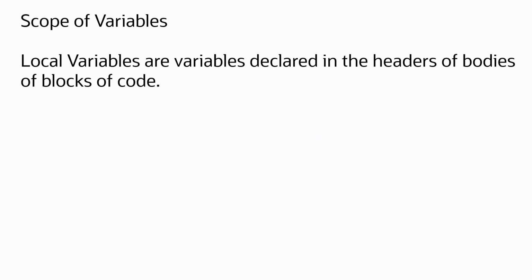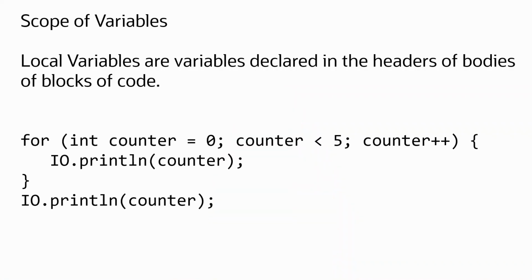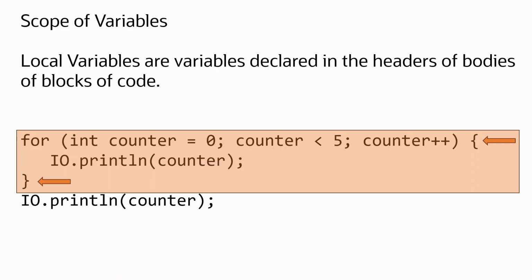Local variables are variables declared in the headers or bodies of blocks of code. So for example, we have this for loop that declares int counter within the header of the for loop. It exists between the braces of the for loop, making sure that we can print out counter in that body. But if we attempt to print counter outside the body of the for loop, we'll get an error because counter no longer exists outside the for loop.